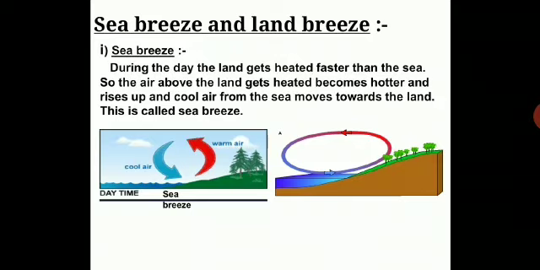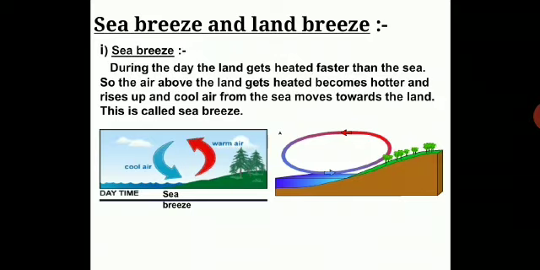So the air above the land gets heated, becomes hotter, and rises up, and cool air from the sea moves towards the land. This is called sea breeze. So here in the picture you can see sea breeze, where the hot air on the land will get heated up, expand and rise. But when it is rising, you cannot create a vacuum like this naturally. So naturally, it doesn't happen that warm air rises and nothing remains.